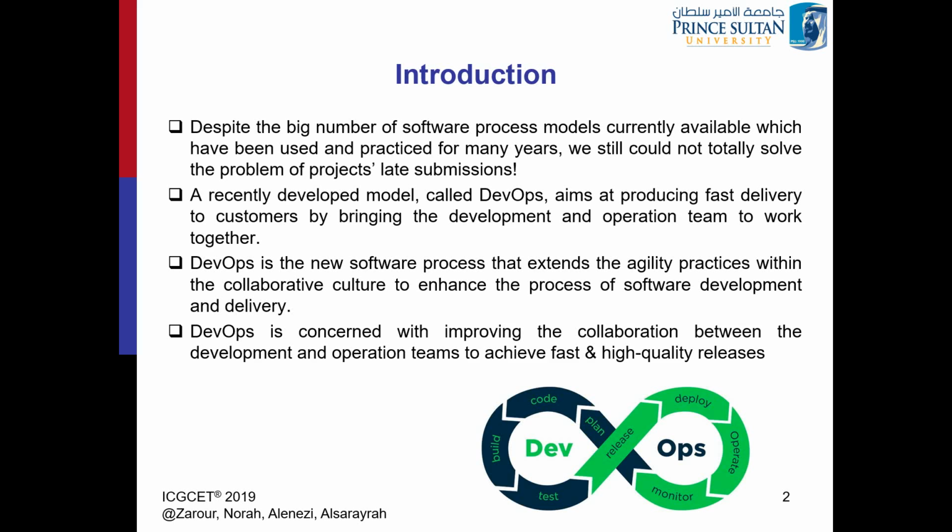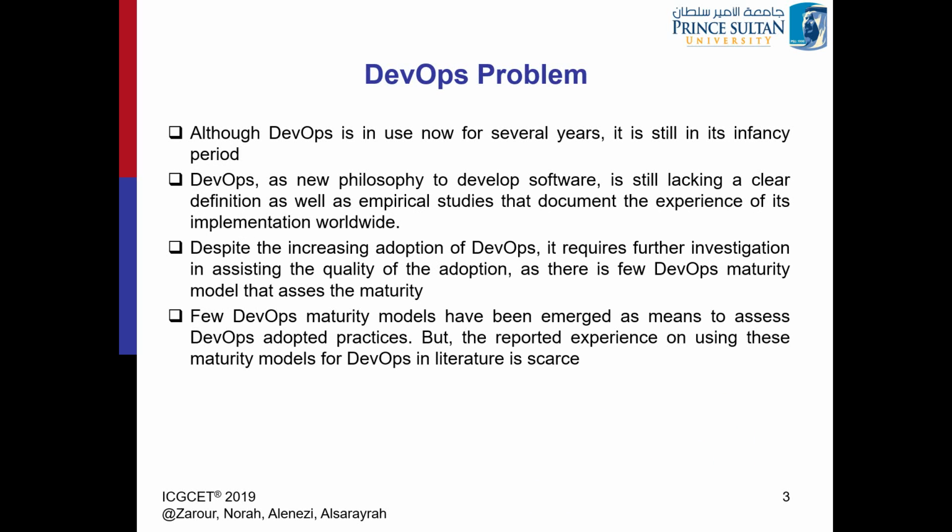Now, DevOps is concerned with improving the collaboration between the development and operation teams to achieve fast and high quality releases. The problem that we have in DevOps till now is that although DevOps has been in use for several years, it is still in its infancy period. And DevOps, as a new philosophy to develop software, is still lacking a clear definition as well as empirical studies that document the experience of its implementation worldwide.